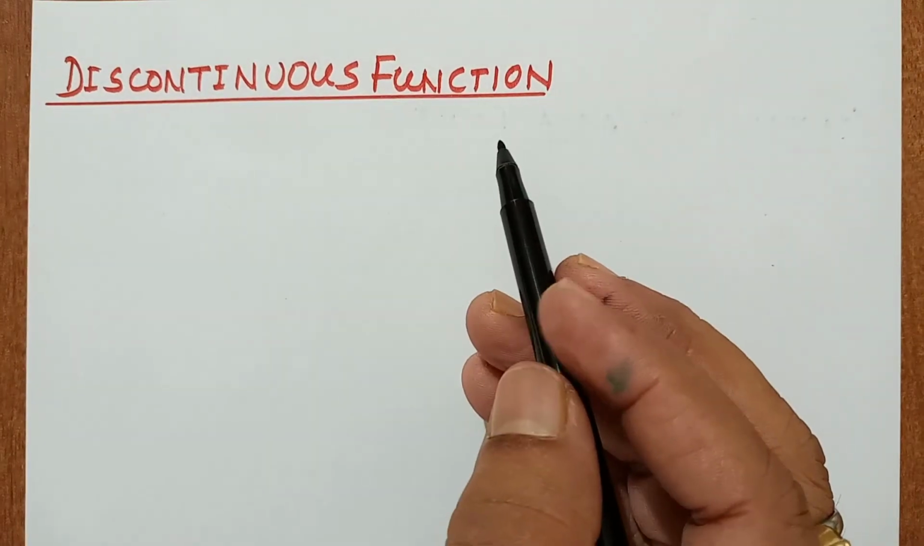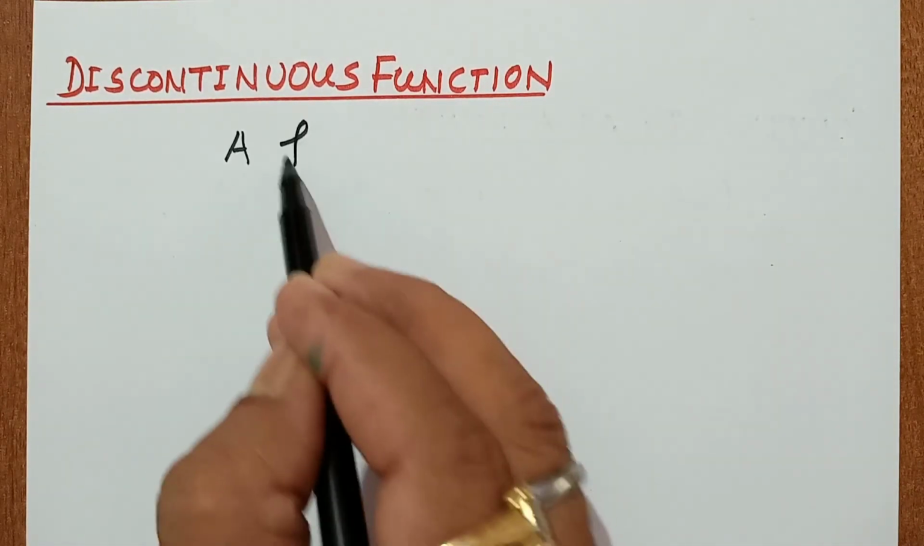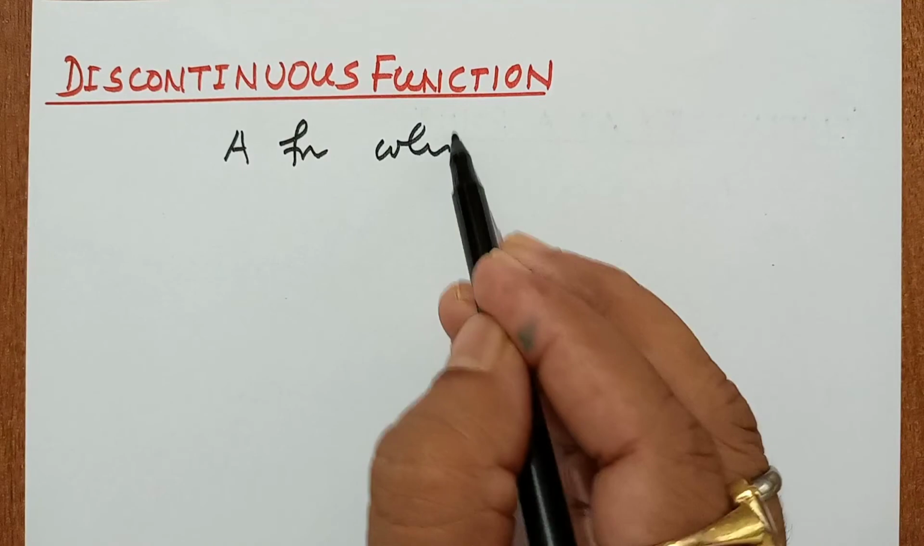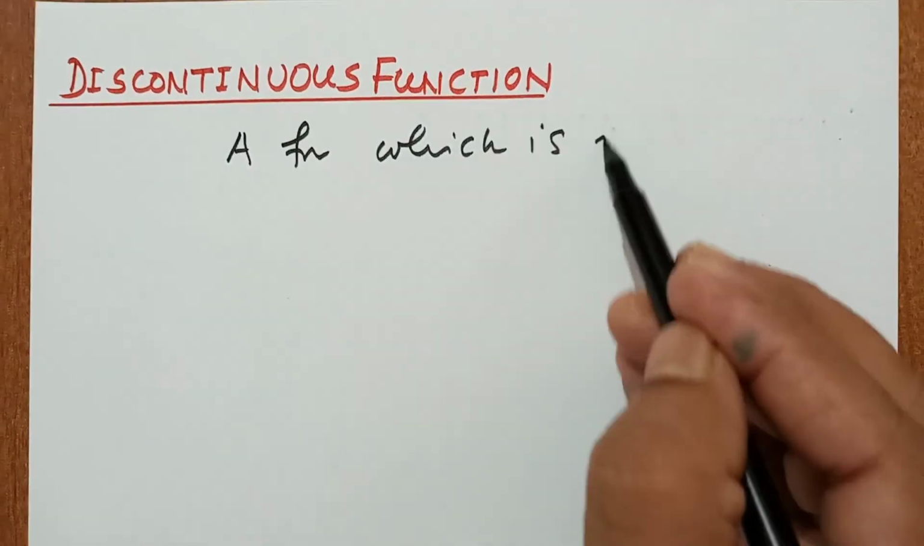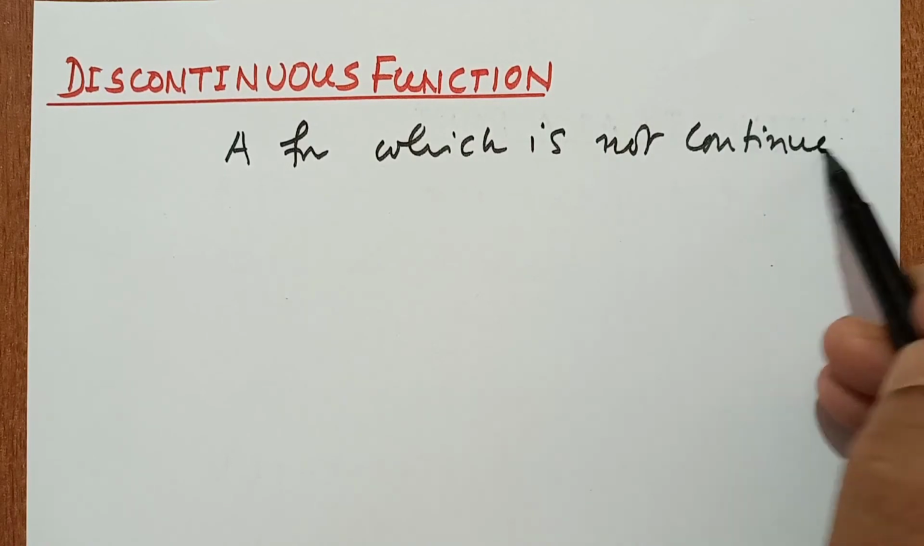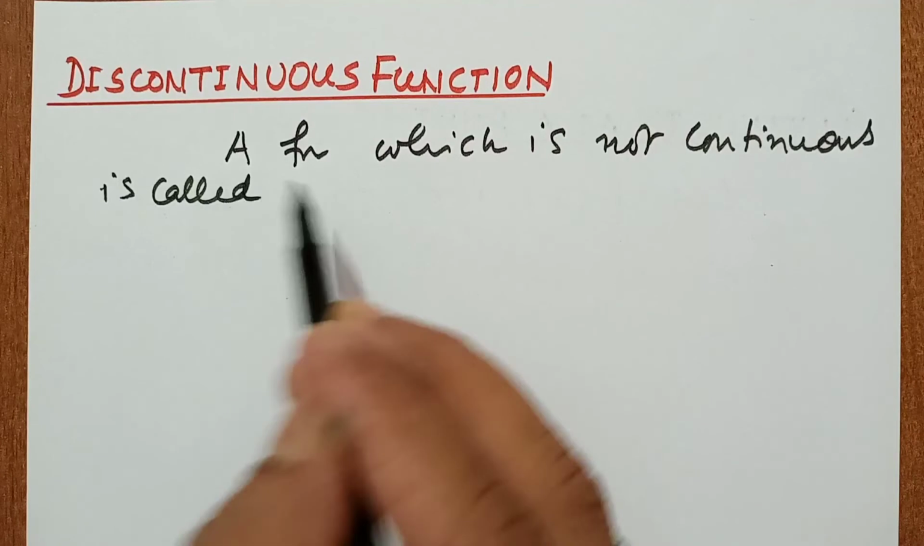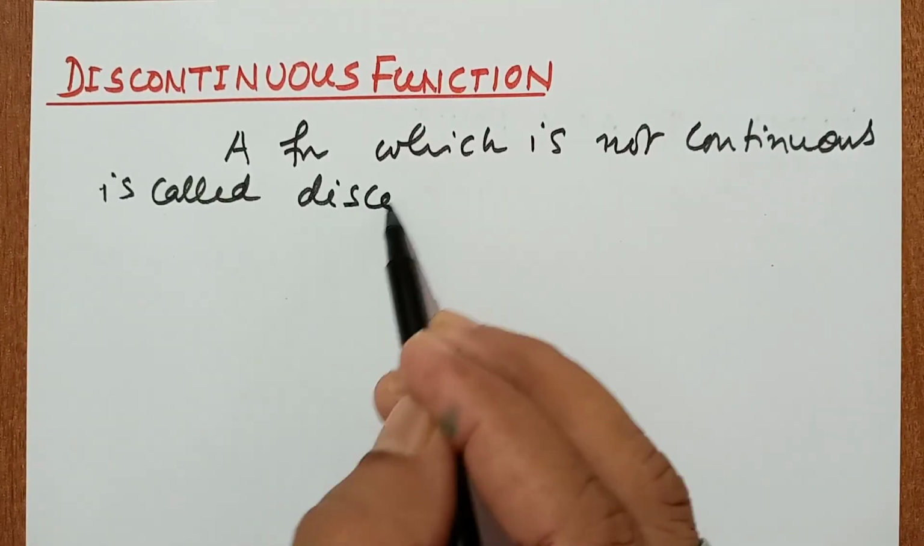Discontinuous function. So this is very clear. By definition, a function which is not continuous is called a discontinuous function.